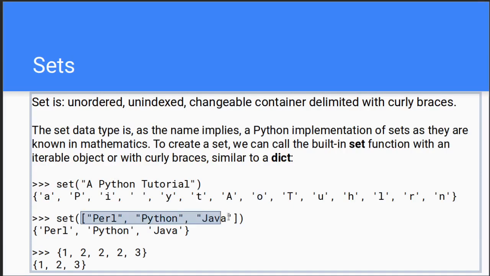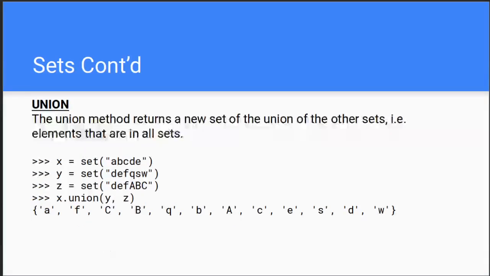And if we pass it another iterable, a list, we'll get those three elements in our set. And if we try to duplicate elements, see, another way you can declare a set is with curly braces. So this is a set. It won't duplicate any items. Now we can run the union. So sets in Python are just like they are in mathematics.